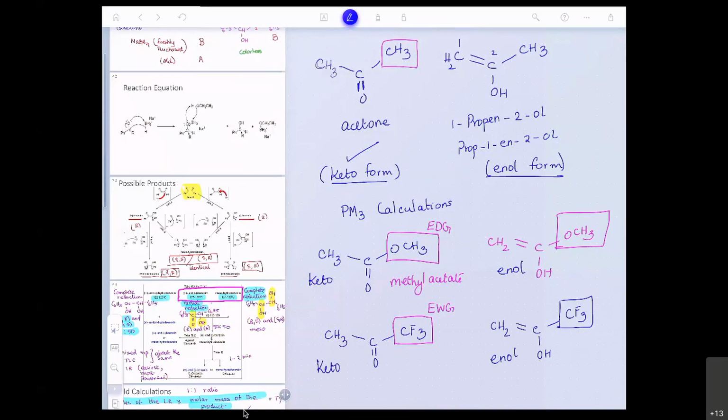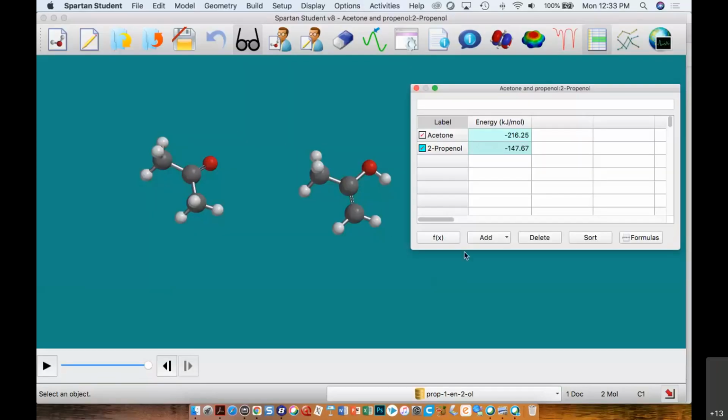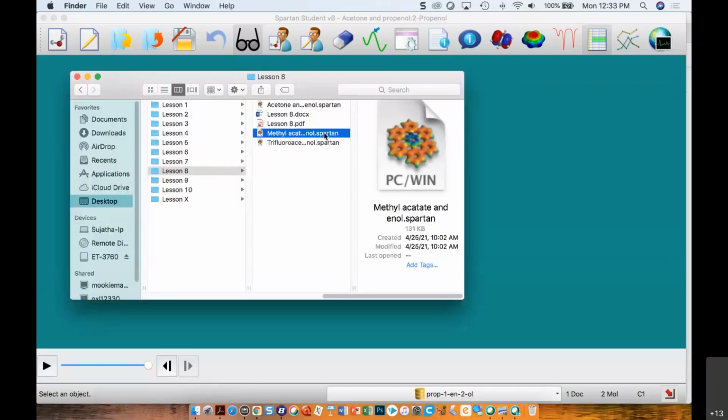Then what's going to happen to the difference between the keto and the enol form when you go from a methyl group to a more electron donating group, and from the methyl group to an electron withdrawing group? So you're only going to analyze that. I hope that'll be okay. Take a quick look and let me know if you have any questions with any of these. I have the others done as well, and you should be able to open those without any problem.